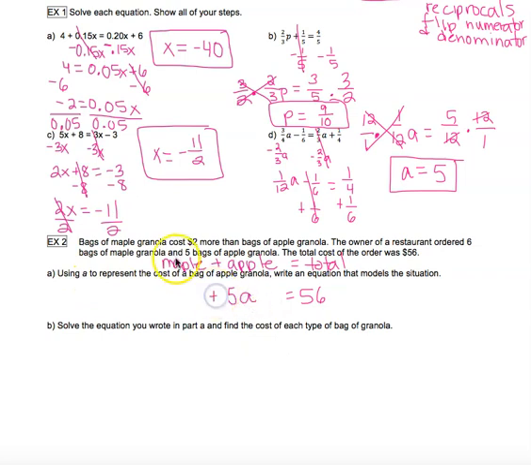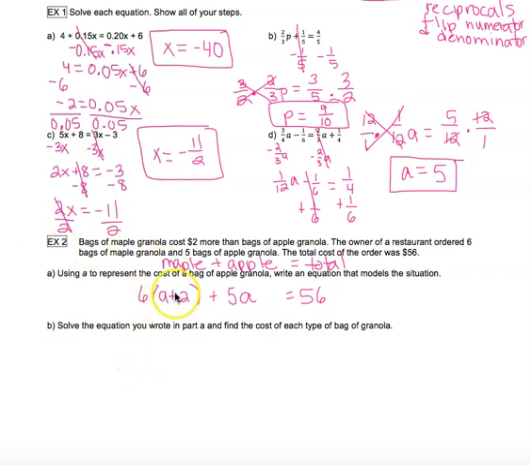So now I just need the maple. I know that they've ordered 6 bags of the maple, and I know that maple granola's cost is $2 more than apple. So if apple is A, that means maple is A plus 2. That's why we spent so much time turning words into expressions, because $2 more than means plus 2. So this would be our equation. And now in part B, we're going to find the cost by solving that equation.